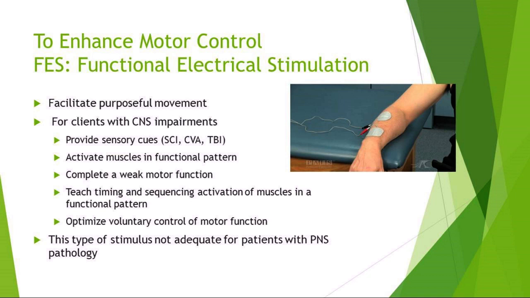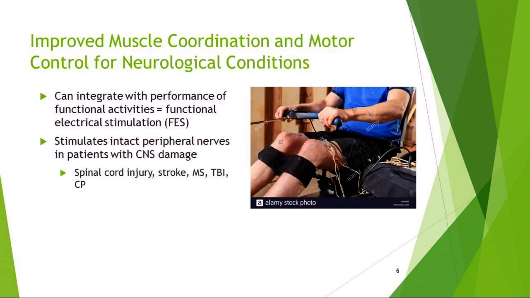We want to teach timing and sequencing and activation of muscles in a functional pattern, and optimize voluntary control of motor function. So this type of stimulus, if you have peripheral nervous system pathology, you are not going to be using functional electrical stim, usually. This is usually for people with central nervous system pathology. So improving muscle coordination and motor control for neurological conditions, this can be integrated with the performance of functional activities. And basically what functional electrical stim is doing is stimulating intact peripheral nerves in patients with central nervous system damage.